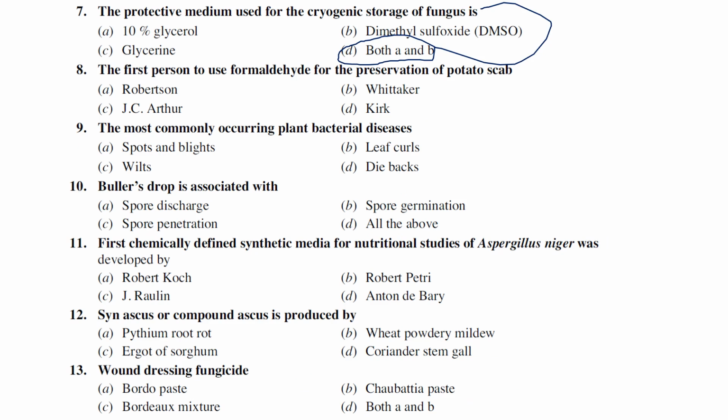The first person to use formaldehyde for the preservation of potato scab. Who is the first person who used formaldehyde for the preservation of potato scab is J.C. Arthur. J.C. Arthur is the first person who used this formaldehyde. Whittaker is largely known for five kingdom classification, right? So in the five kingdom, he separately erected fungi as a new kingdom of classification. Kirk et al., the recent classification and most widely used classification that we are following, that is 2008.